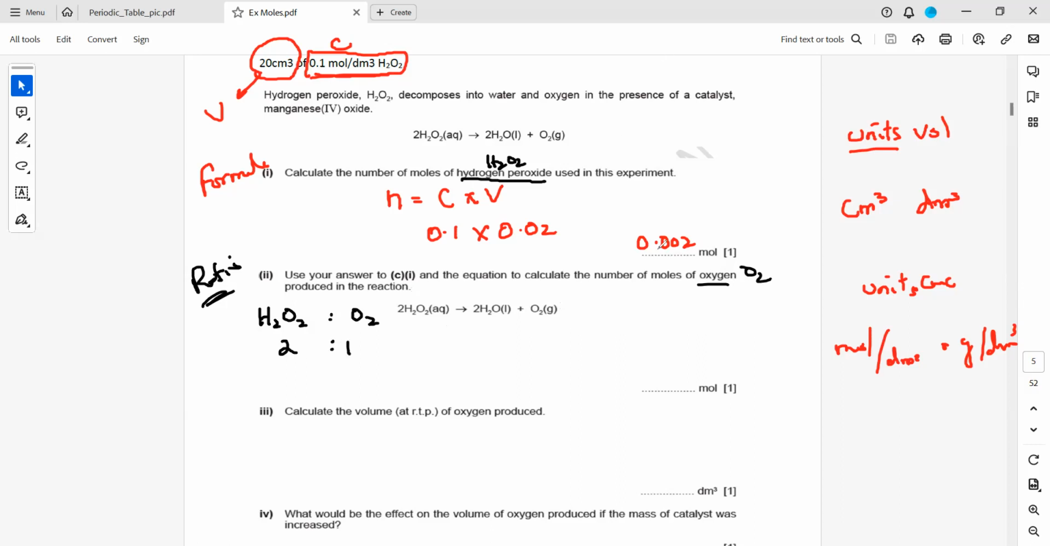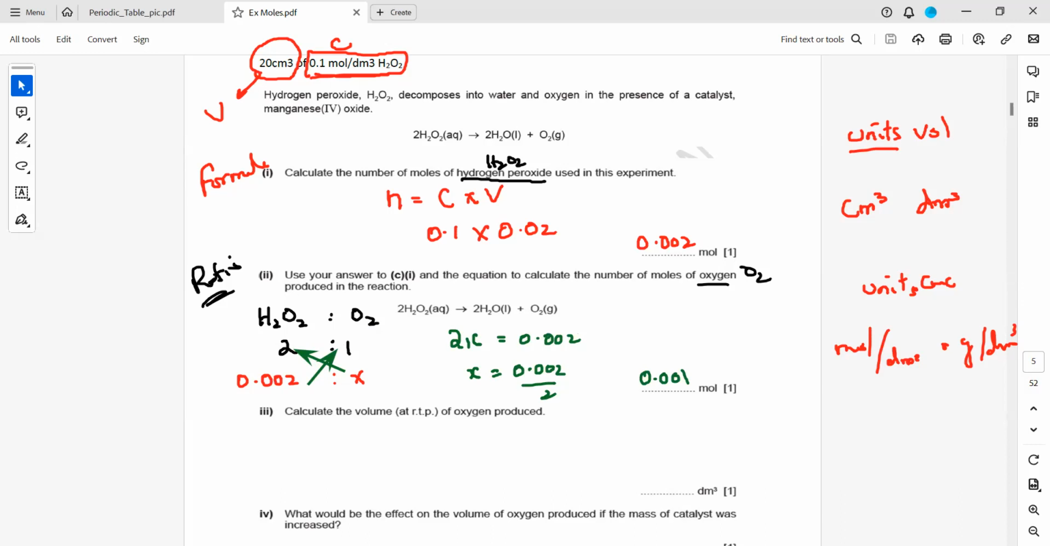So hydrogen peroxide and oxygen, the ratio is 2:1. How many moles of hydrogen peroxide are there? We have 0.002. So how many moles of oxygen should be there? X. We cross multiply. So this will be 2x and this will be 1. So 2x is equal to 0.002. Then x will be equal to 0.002 divided by 2, which is 0.001 mole.